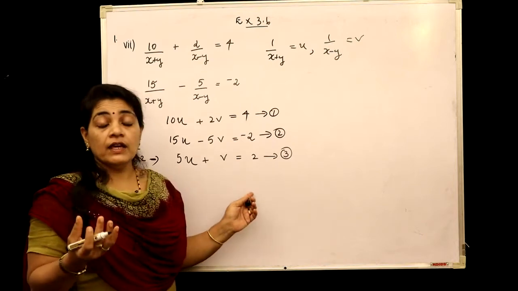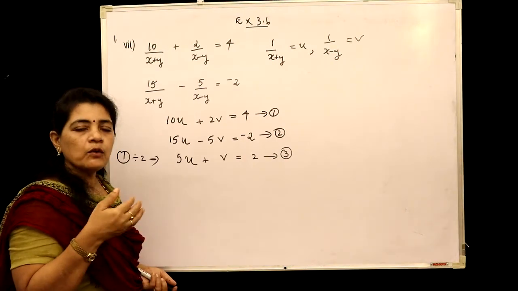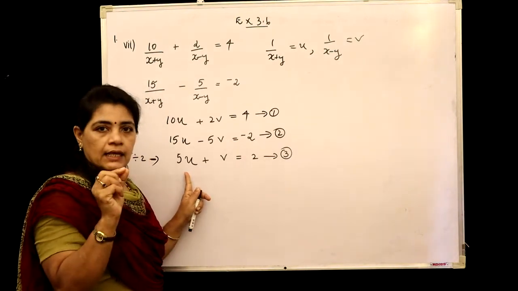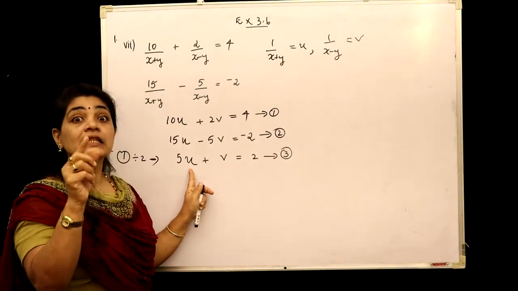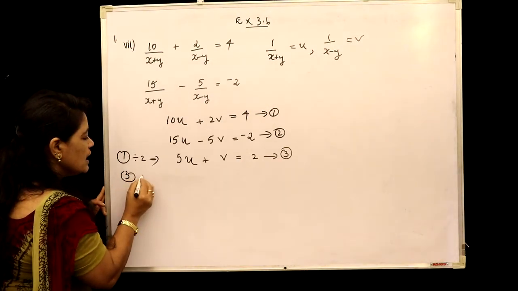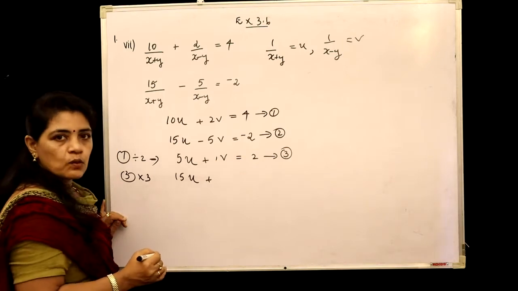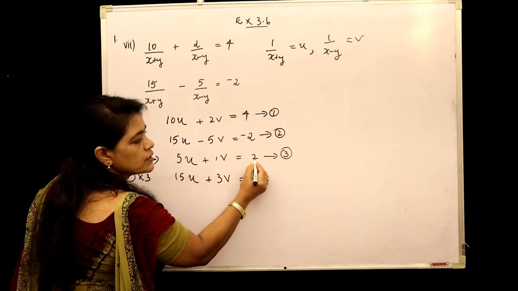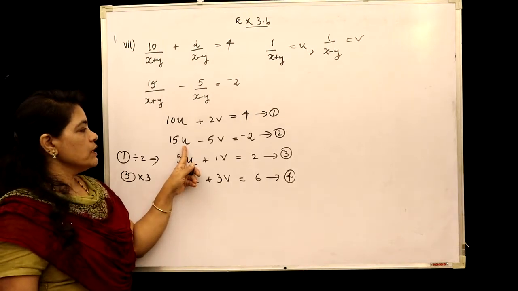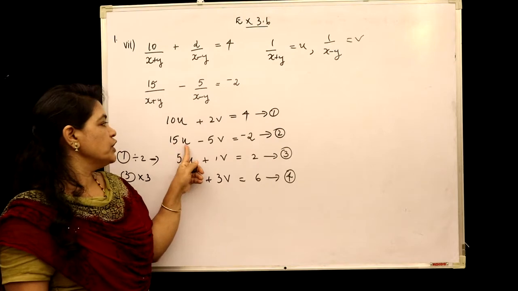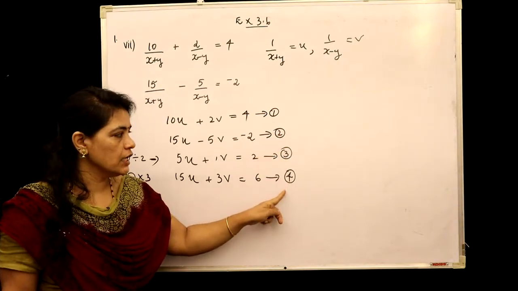Now we need the values of u and v by the elimination method. How can we eliminate one of the variables? I am going to multiply equation 3 by 3, in order to make the coefficient of u equal to 15, since 5 threes are 15. So equation 3 into 3: 5 threes are 15u, plus here the coefficient is 1, so 1 three is 3v, equal to 6, since 2 into 3 is 6. This is equation number 4. We have equation number 2 as 15u minus 5v is equal to minus 2. So equation 2 and 4.